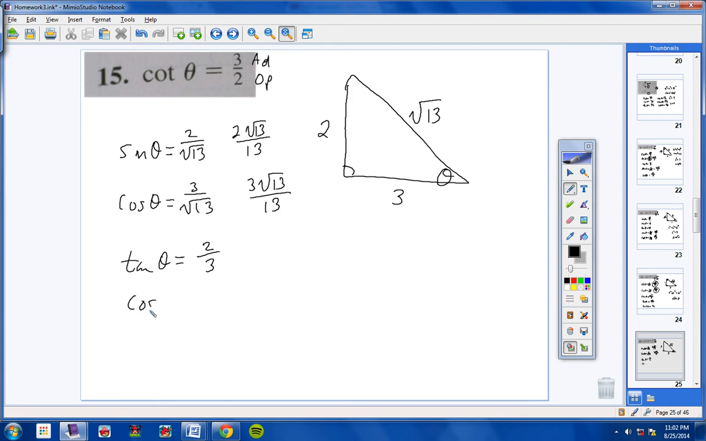The cosecant of theta would be the reciprocal of sine, 2 over square root of 13, so we're going to flip that and get square root of 13 over 2. Let's see, this should be CSC right here. And then the secant of theta would be the reciprocal of cosine, so 3 over square root of 13, that would be square root of 13 over 3. And then the cotangent of theta, we already know cotangent, so we're good there. That's already been solved for. So let me check the answers real quick in the back here and make sure everything looks good, which it does. And we are moving on.